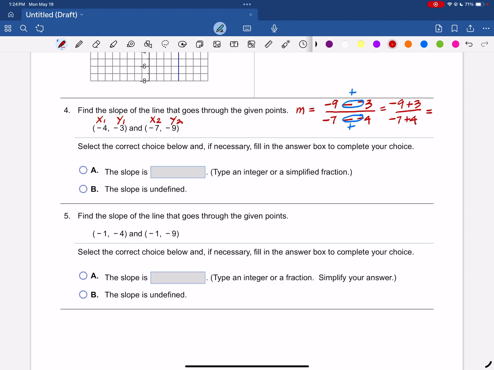And I've got to be careful with my arithmetic here. When I add a negative and a positive, I actually subtract, and I have more negatives, so that's going to be a negative. When I add a negative and a positive here, I'm going to subtract, that's a 3, and more negatives, so that's a negative. And now a negative divided by a negative is a positive. So the slope here is 2.